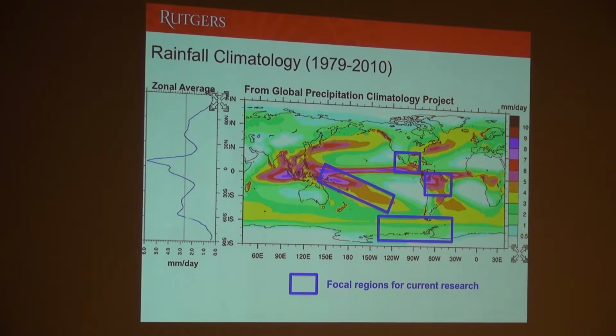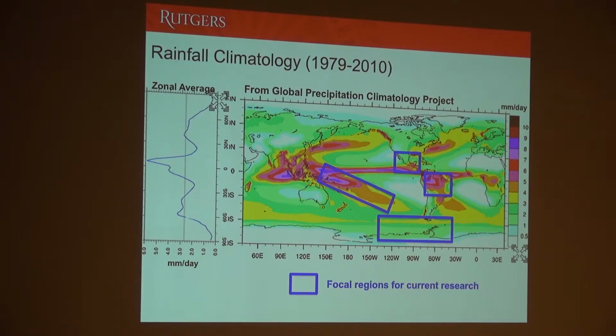So just to orient you, here's a map showing the distribution of rainfall. This is from a combined satellite and rain gauge product called GPCP. It gives you a sense of how rainfall is distributed around the world. As I said, I focus a lot on the tropics. The blue boxes are places where me or my research group members are currently focusing. So not all of it's in the tropics.